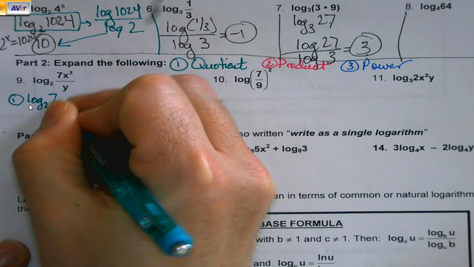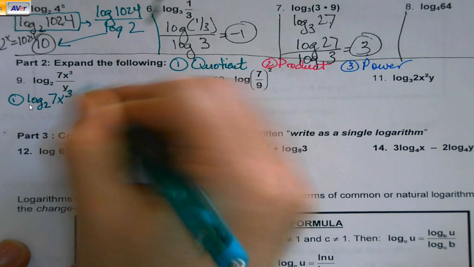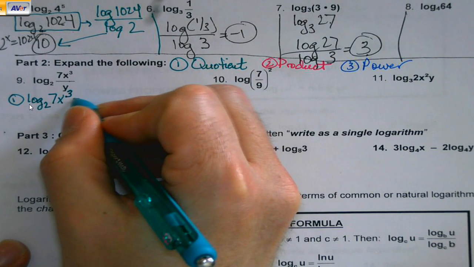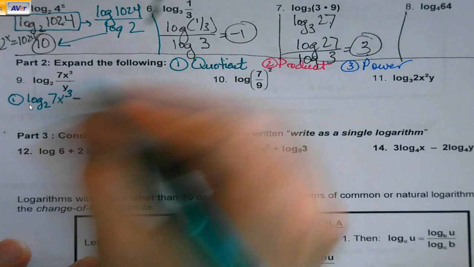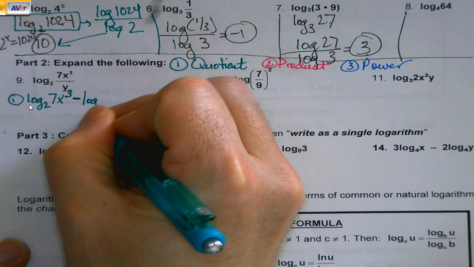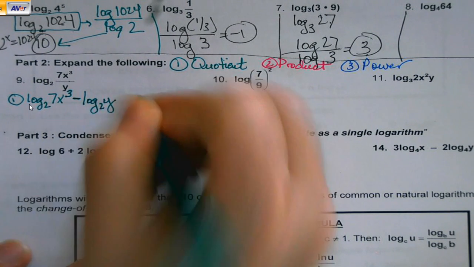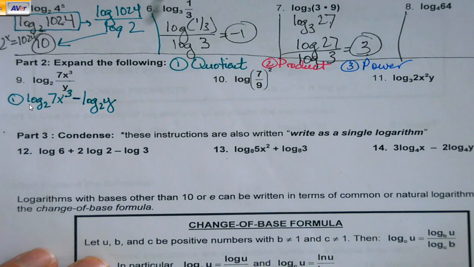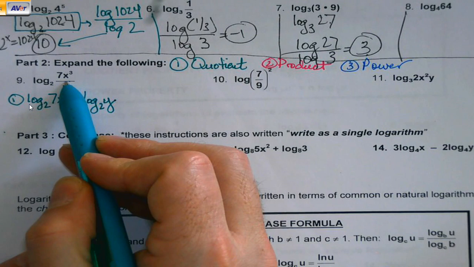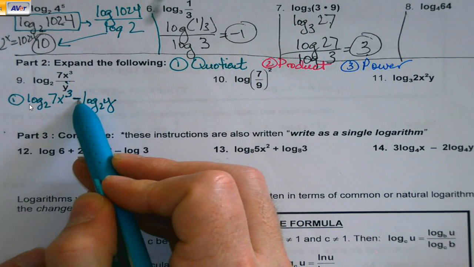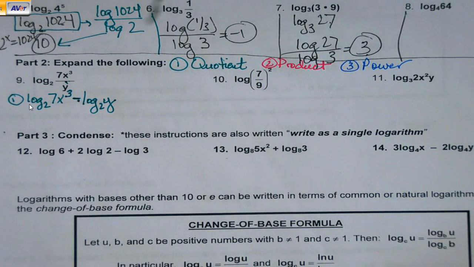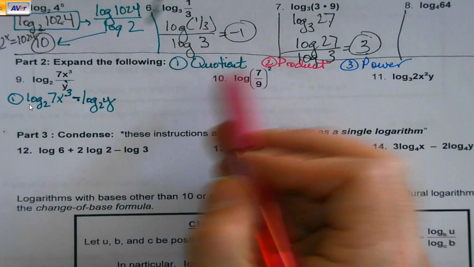So log 2, 7x to the third. When the division sign comes, I replace it with a minus. And then I rewrite my log in the denominator. So the only thing I did this entire time was turn divide into subtract. Okay, everything else stayed the same. So once I take care of any dividing, then I move to product.